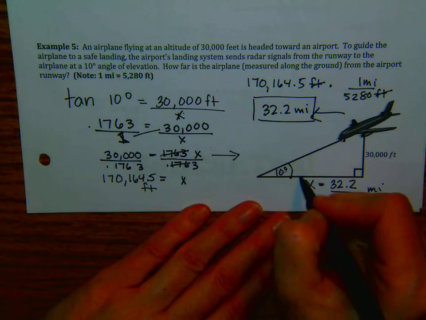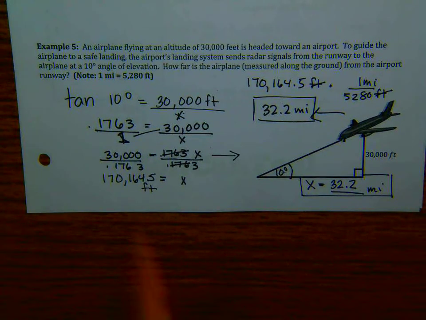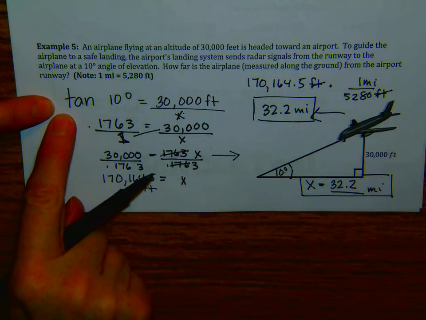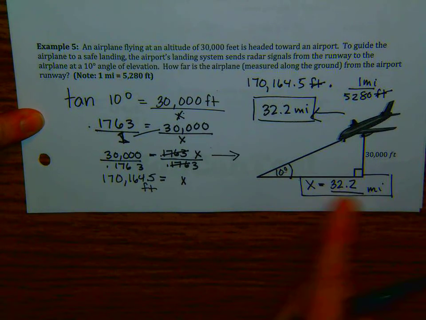And you see what we've done today. We've been able to use trigonometric ratios, tangent and sine, to be able to figure out the side lengths of not just triangles, but real world situations. Okay, there we go.